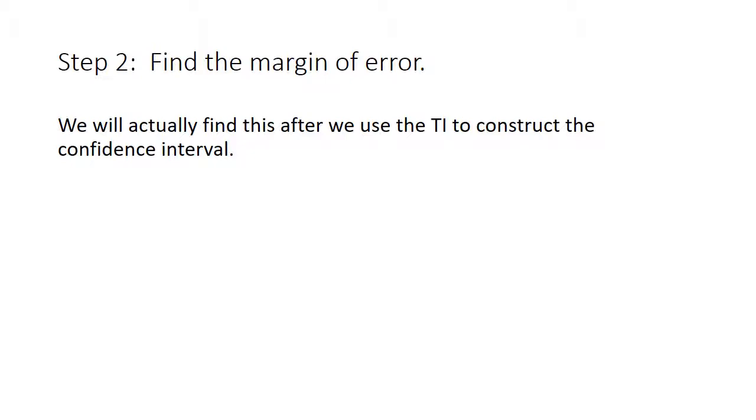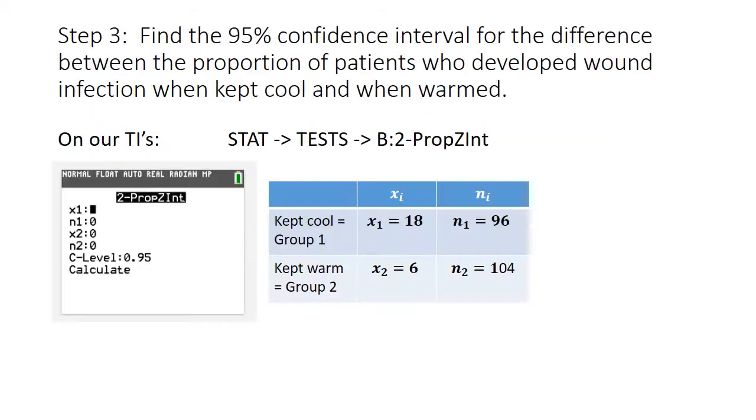So margin of error. Yeah, it's step 2 in the Hawks homework. Let's find the confidence interval and then backtrack to get the margin of error. So we need to find the 95% confidence interval first before the margin of error. 95% confidence interval for the difference between the proportion of patients who developed wound infection when kept cool and when warmed. So, use our calculator, our favorite button on the calculator, stat.